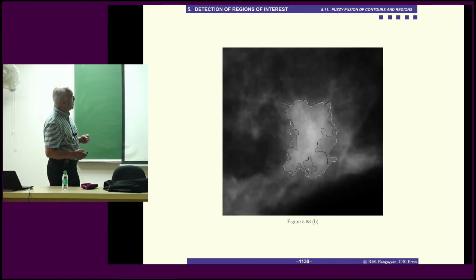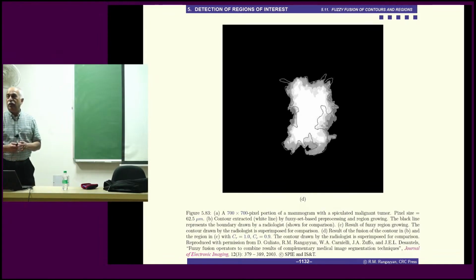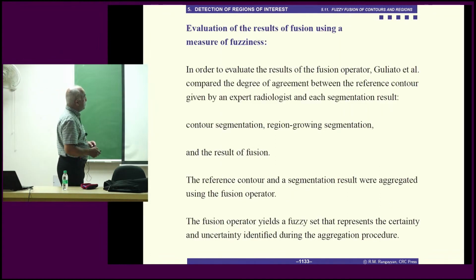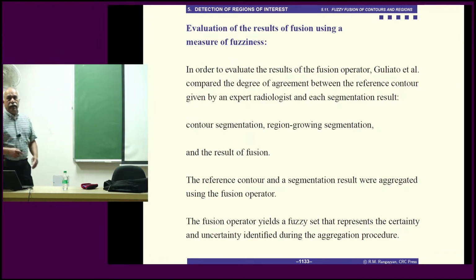And here, this is also malignant, and you do have a number of pixels around the boundary that have low membership. So this we took to define a measure of fuzziness, if there is fuzziness in the boundary.